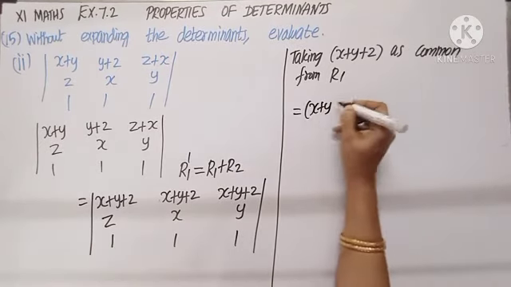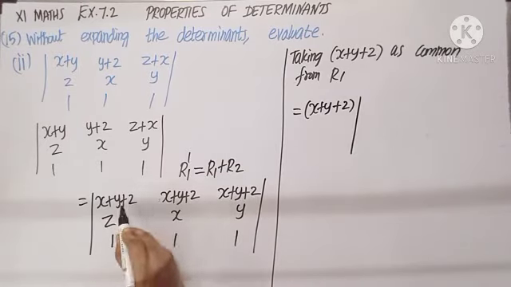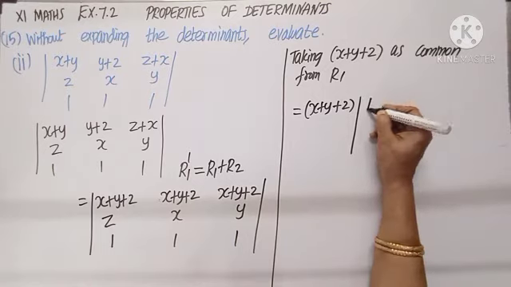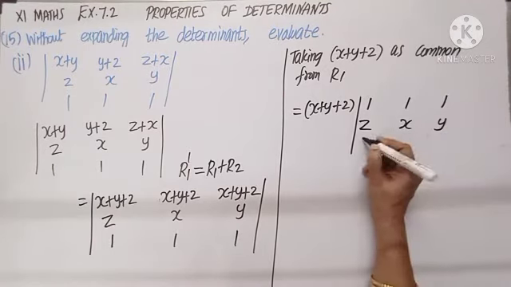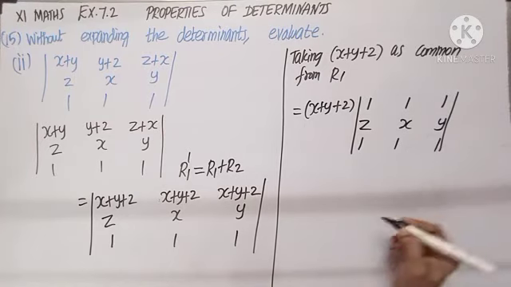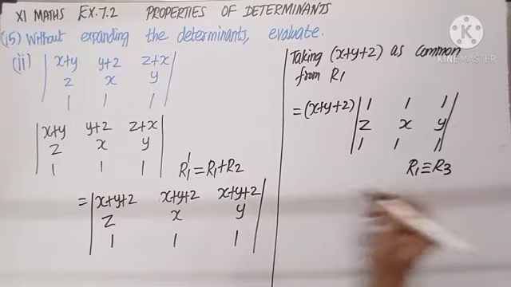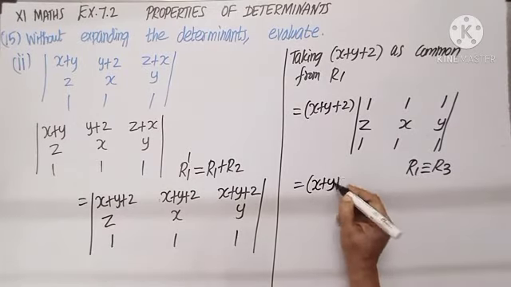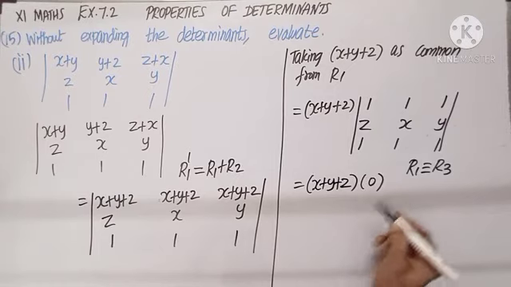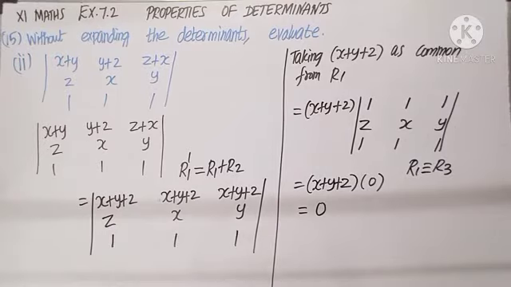X plus y plus z into first row. As I take x plus y plus z common, it becomes 1, 1, 1. Second row z, x, y, third row 1, 1, 1. As I look, R1 and R3 are identical. Immediately, the determinant vanishes. So 0 into x plus y plus z is also 0, and that is the answer.